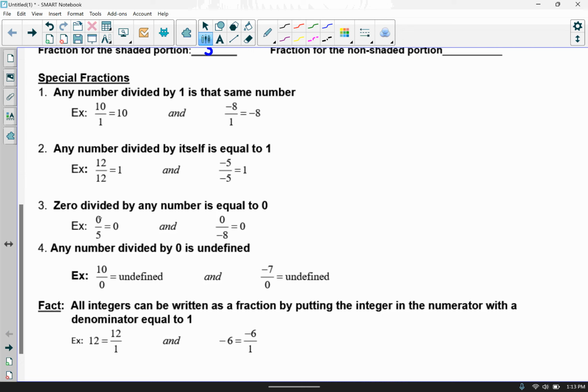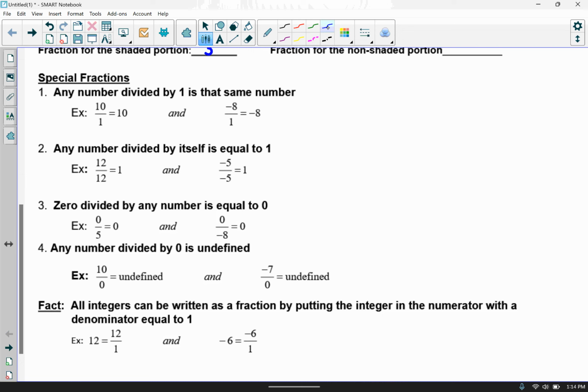In number 3, 0 divided by any number is always equal to 0. So you can see that in those two cases, 0 divided by 5 and 0 divided by -8 both give me 0. Because in those cases, it's saying that I have 0 of 5 equal parts. Okay, so that's equal to 0. The difference being now in number 4, any number divided by 0, though, is undefined, because in the example on the left here, it's saying that you have 10 of 0 equal parts. That can't happen. So that would be undefined. So 10 divided by 0 is undefined. -7 divided by 0, also undefined. So 0 in the denominator can't happen.